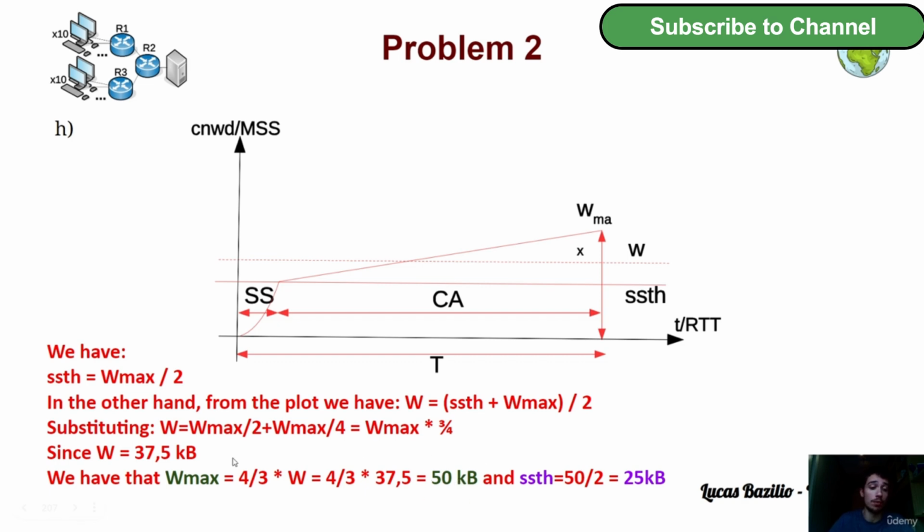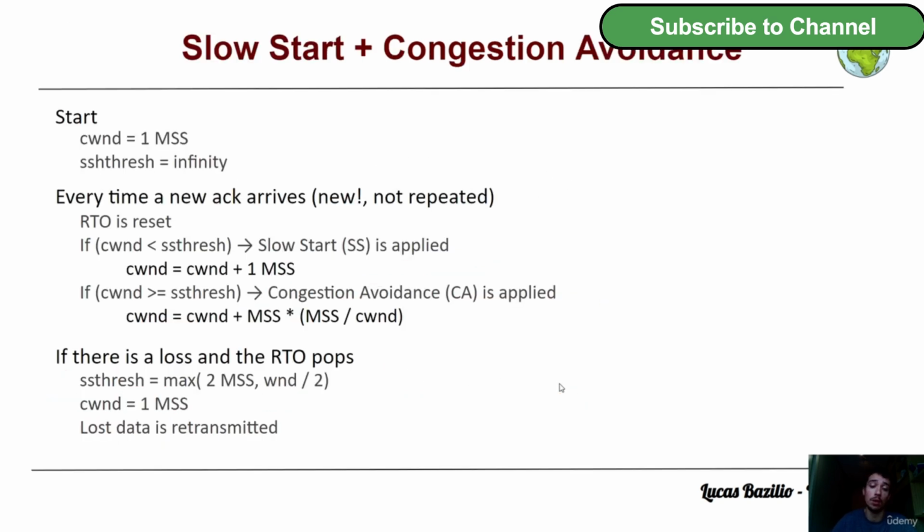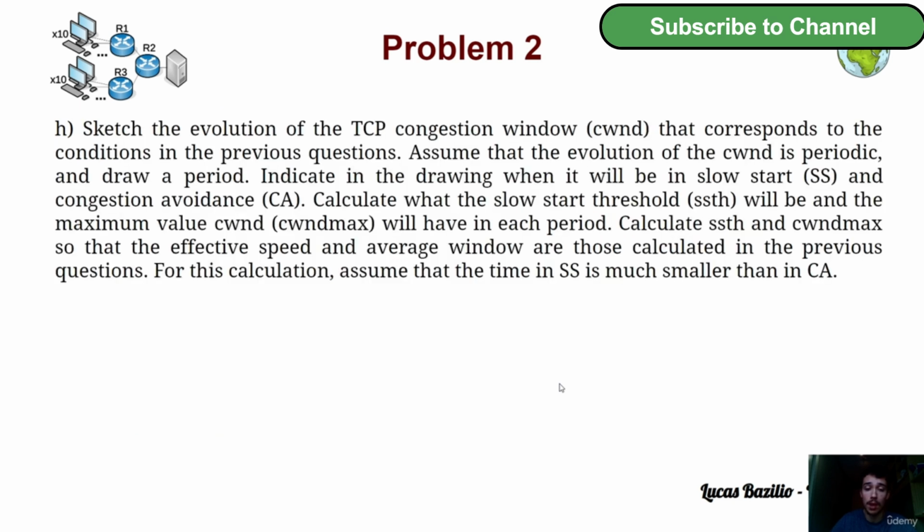Once we have the value of the maximum window, we can trivially know the value of the slow start threshold, because the slow start threshold is the maximum window divided by 2. Therefore, we can see that the slow start threshold is equal to 50, as we have just calculated, divided by 2, which gives us 25 kilobytes, right? And this is the sketch of the period, and also the value of the maximum window and the slow start threshold in this question H.